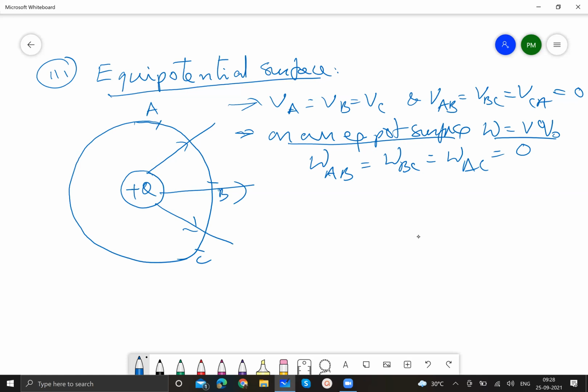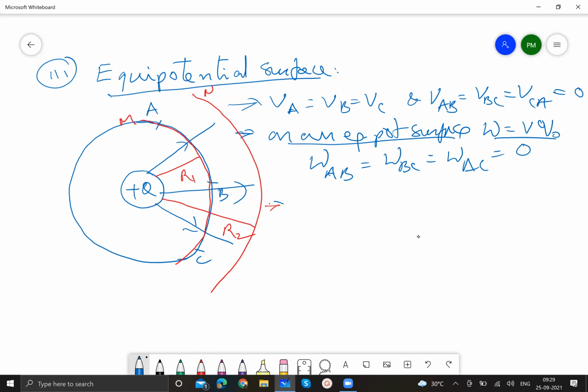Next, if you consider another equipotential surface, this is the equipotential surface M, and this is another equipotential surface N. So the radii of these equipotential surfaces are R1 and R2. And if you need to get any charge from the outer Gaussian surface to the inner Gaussian surface, then it depends on the configuration of charges.